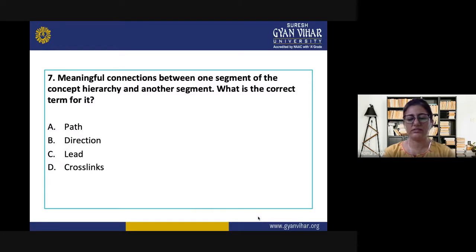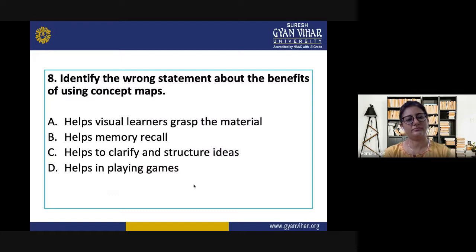Question number 7 is, meaningful connections between one segment of the concept hierarchy and another segment. What is the correct term for it? If we read the statement again, then we will be able to identify the correct answer. The options are path, direction, lead, or crosslinks. We have gone through this word again and again, the crosslinks. These are the links which maintain relation between one segment and another segment. When we are using it, we are preparing the hierarchical pattern of concept mapping.